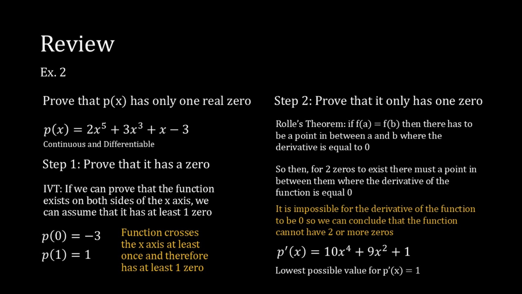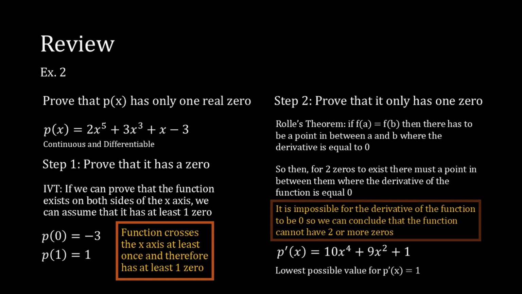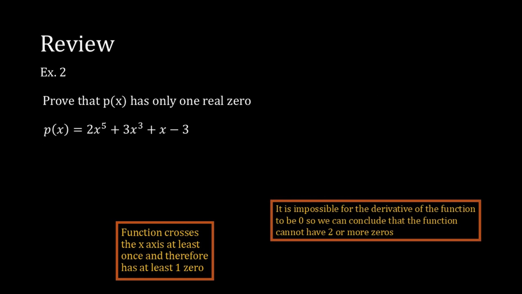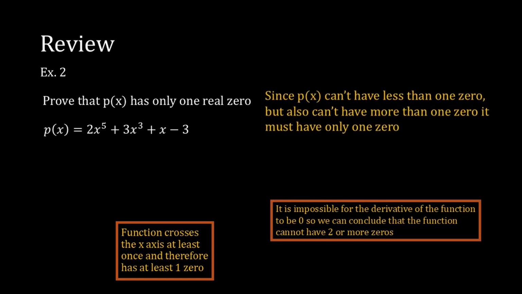So, we know from applying IVT that the function has to have at least one zero, and from applying Rolle's theorem that it can have no more than one zero, leading us to the conclusion that it must have one and only one zero, thus proving the statement.